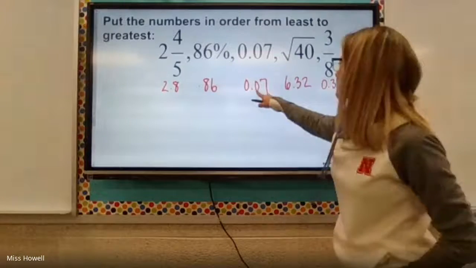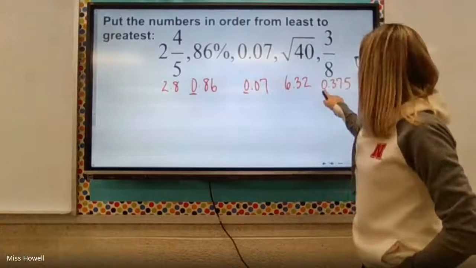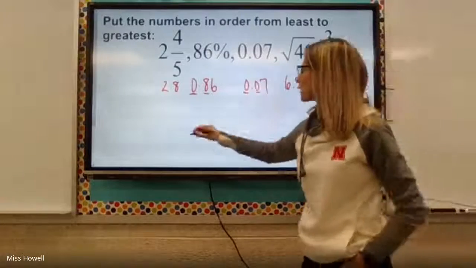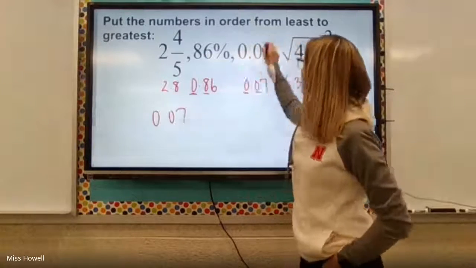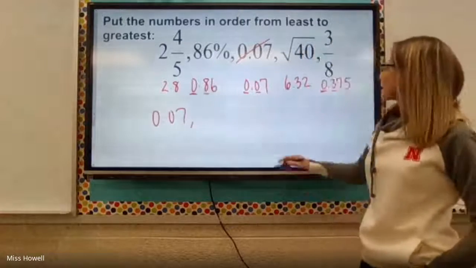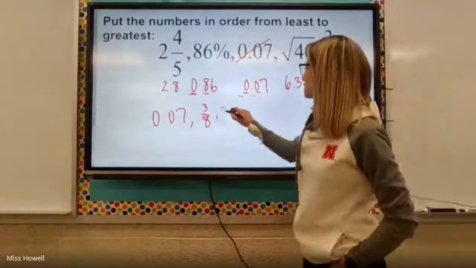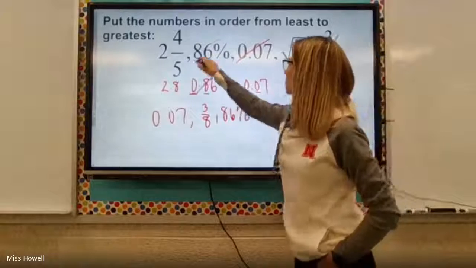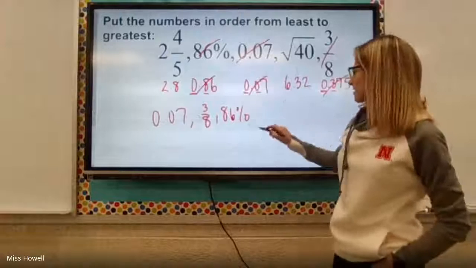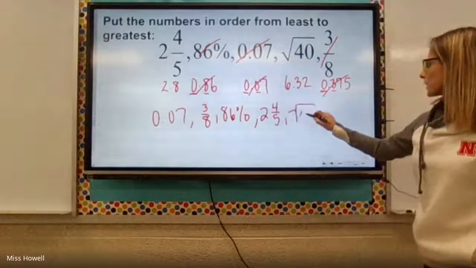So 0.07 is clearly the smallest. This is a 0 point, this is a 0 point, this is a 0 point. So we go to the 8, 0, and 3 to compare. 0 is the smallest. So 0.07, eliminate. Our next one, 0.3, is smaller than 0.8, so 3/8. That guy's out. And then finally our 86%. Boom, boom. All right, now we're left with a 2 and a 6. So 2 4/5 would be next. And then finally our square root of 40.